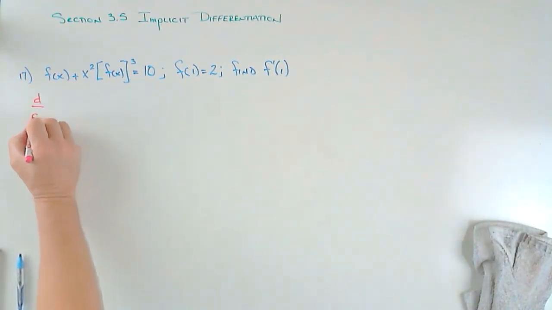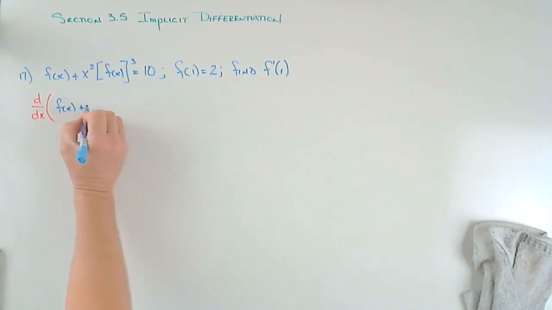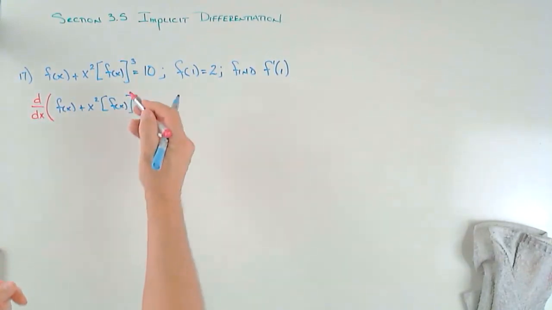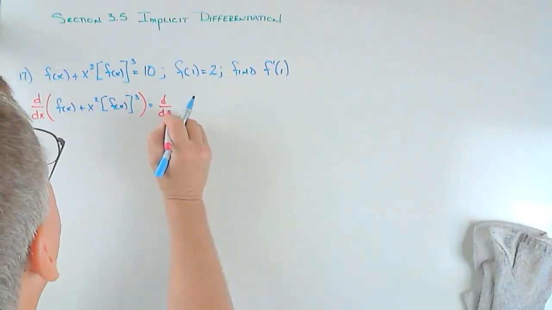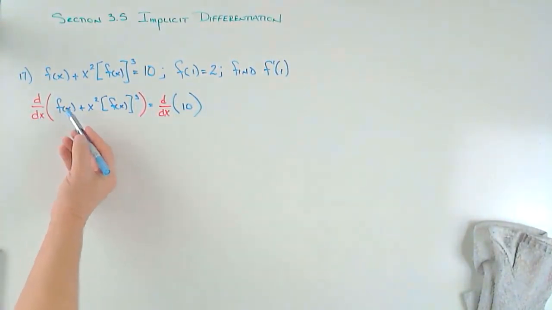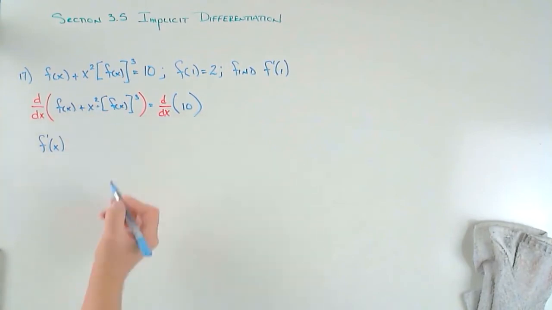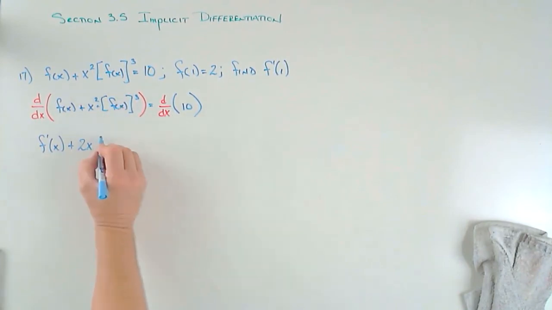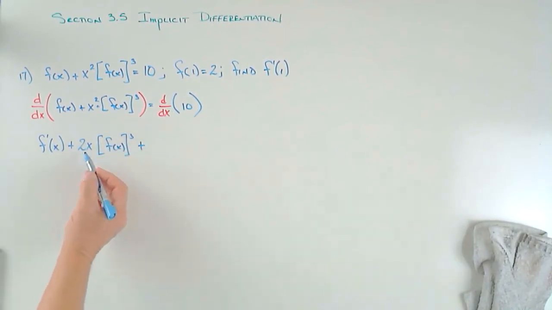We'll take the derivative over here with respect to x of f of x plus x squared times f of x cubed. And over here, we'll take the derivative with respect to x of 10. Now, the derivative with respect to x of f of x is going to give us f prime of x. Here, we're going to have to use the product rule. So we get plus, this is my f, that's 2x. We leave this term alone, f of x cubed, plus, because that's f prime g.